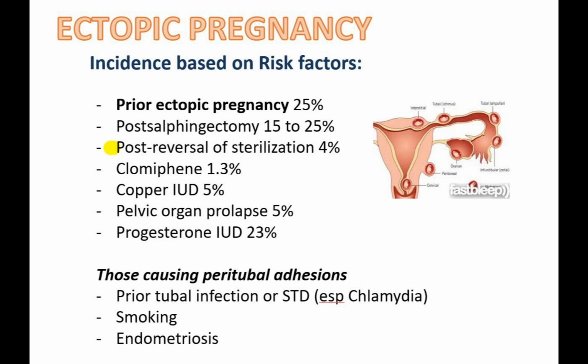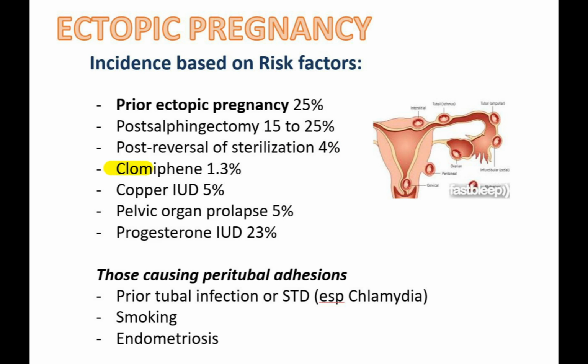We also have what we call your post-reversal of sterilization. So for example, you already had your tubes ligated, cut or tied or put into a knot. And if you requested or underwent a surgery to reverse it, then it may become successful, but it may lead, 4%, to ectopic pregnancy.